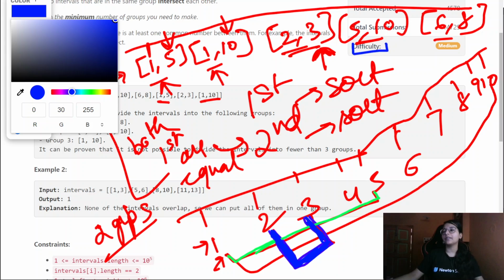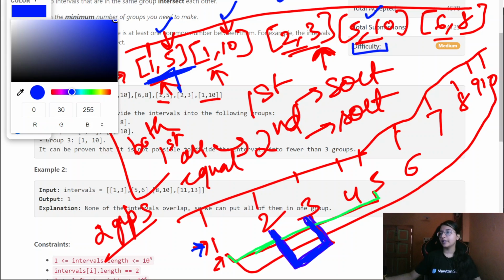So now we check for 5 and 10. The thing is that at the top we will be having this 1 to 5 only, right? Because our intervals are sorted in this manner. Now comes the part for the 5 and 10. Now you can check that at the top this interval will be there, and now we will be checking whether we got anything which overlaps with it.